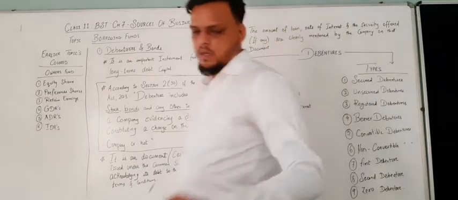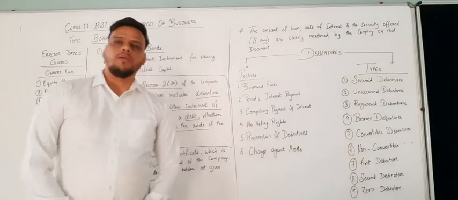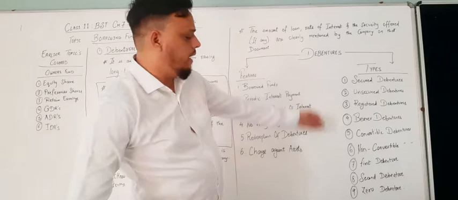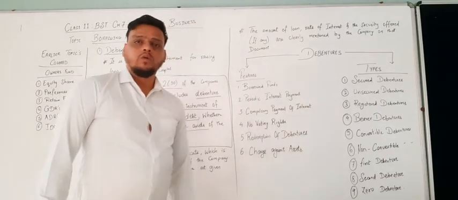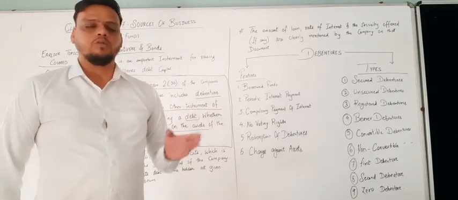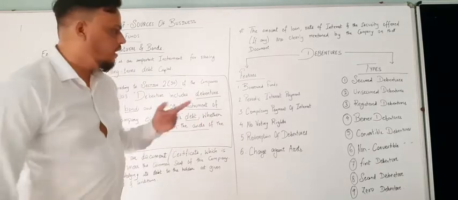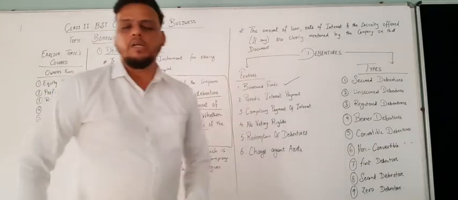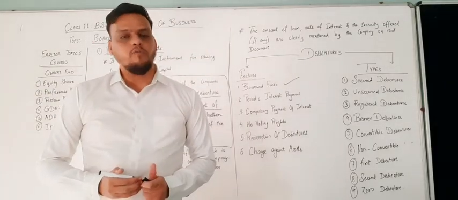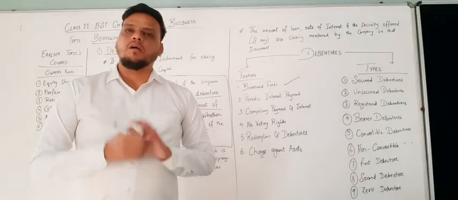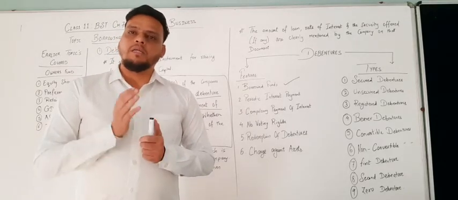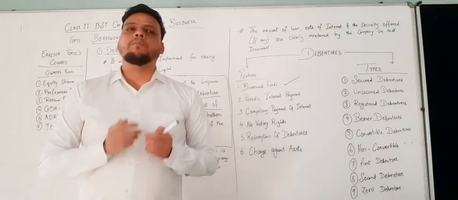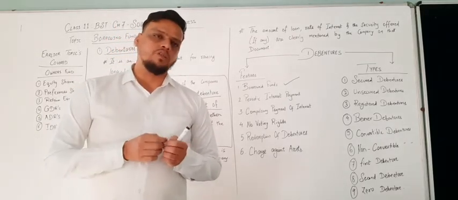So in this we will study the features of debentures. In features I have 6 points and in types I have 9 points. I'll go quickly and briefly so you can understand easily. Now, the first point is borrowed funds. A debenture is ultimately borrowed funds given by the debenture holder, and at the end of the time they have to be paid back by the organization.